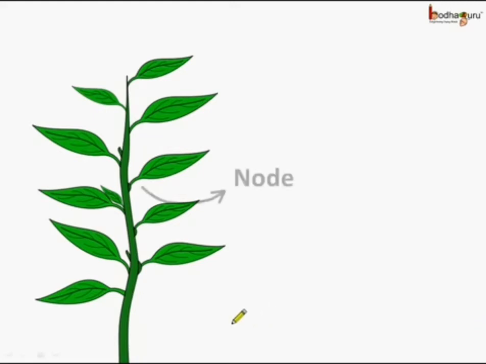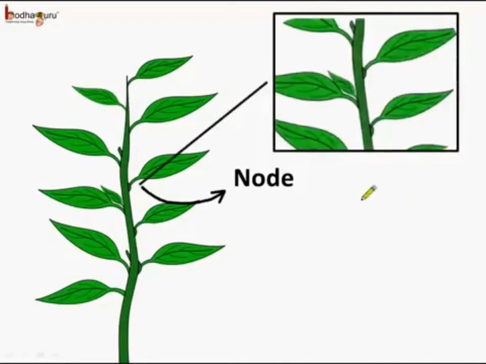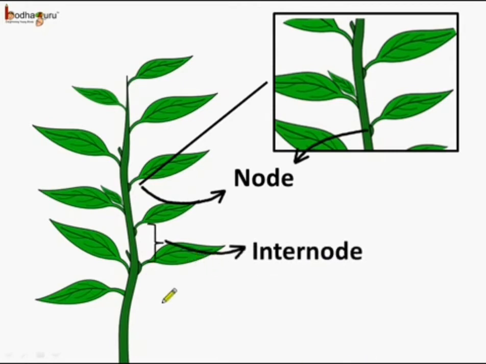If we see, these are the nodes. These are the parts of the stem from which the leaves arise, and we call it node. See, here we have the node, and here too there is a node. And this is the distance between two nodes, and it is called internode.